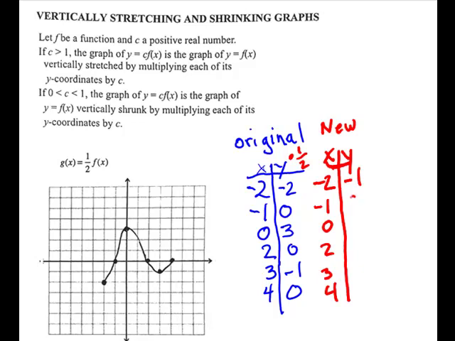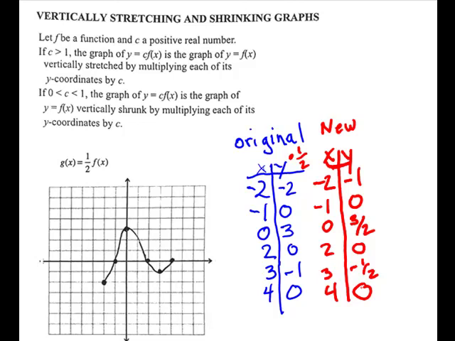0 times a half is 0. 3 times a half is going to give us 3 halves, or 1 1/2. 0 times a half will be 0. Negative 1 times a half will be negative 1/2. And 0 times a half will be 0. Nice to have those zeros there working with fractions.